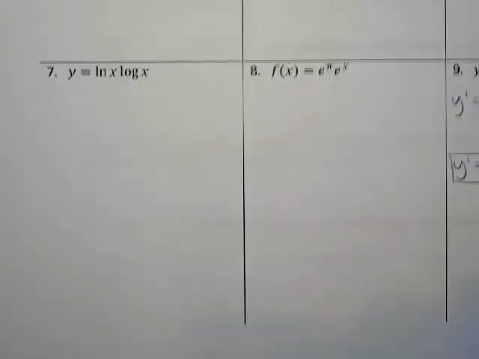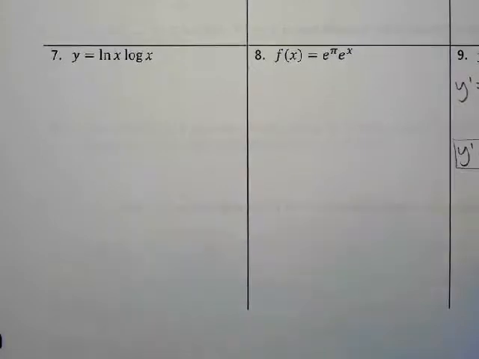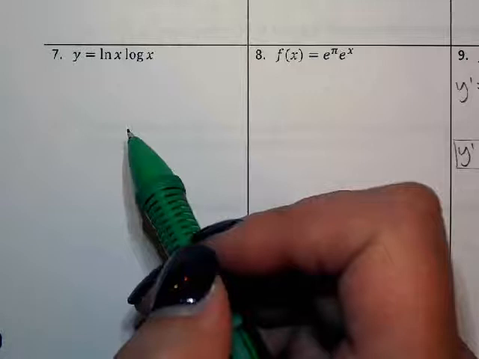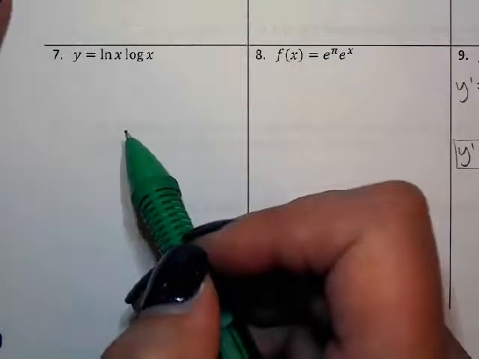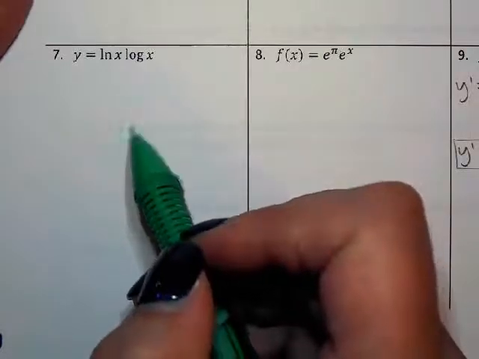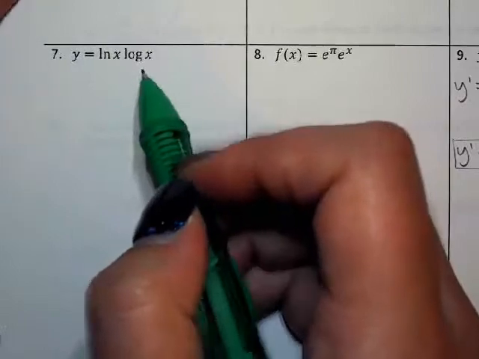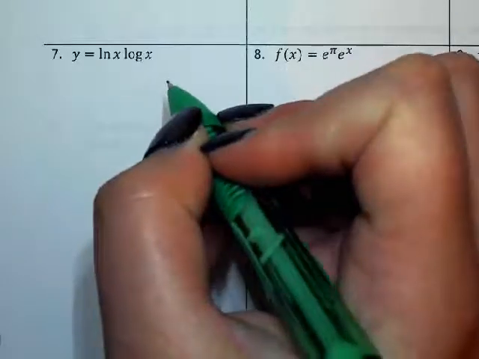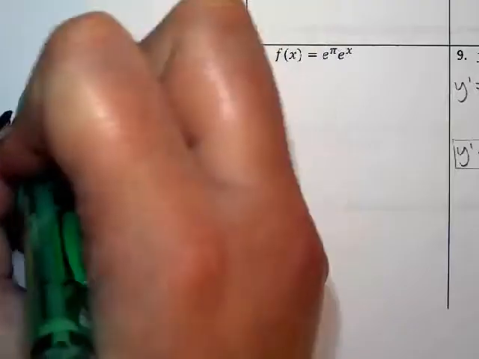Cheat sheet? No. All right. So what type of rule does number 7 use? It uses a product rule. Okay, so let's go ahead and do number 7 with the product rule. So do you guys want to do dy dx or y prime? Y prime. So we got y prime is.